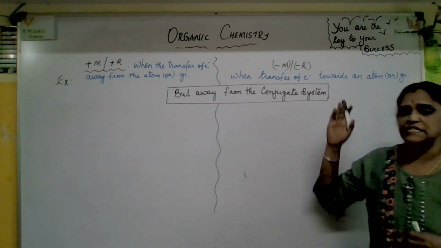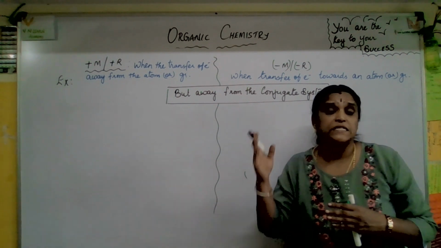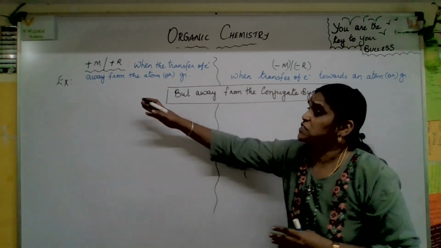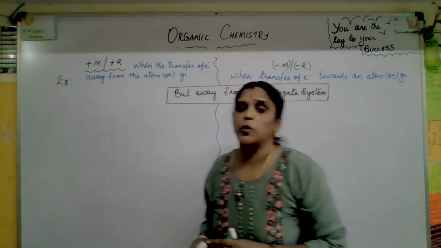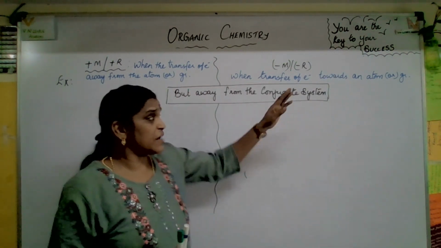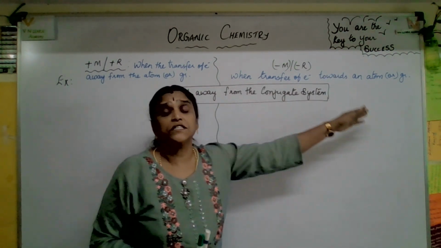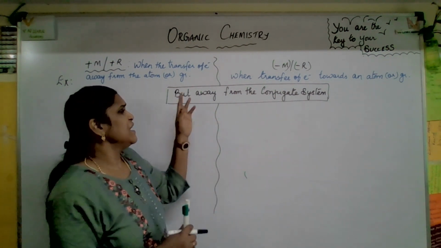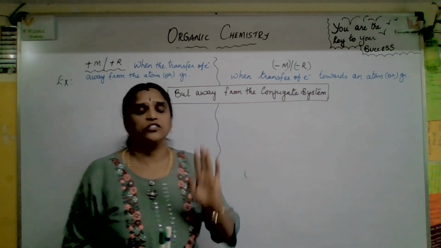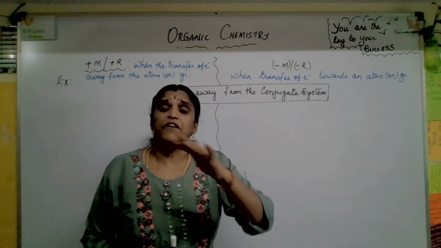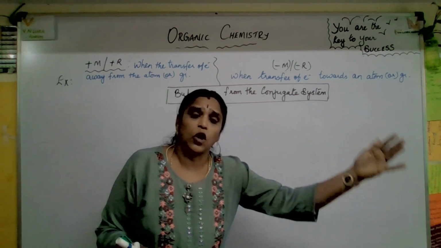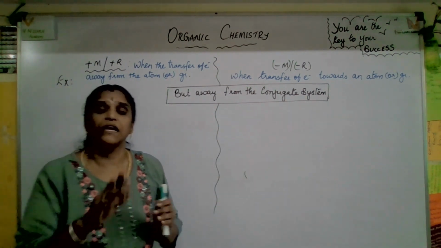Okay, plus M, plus R, that is mesomeric plus, mesomeric minus. When the transfer of electrons is away from the atom or group, that is plus M. When the transfer of electrons is towards the atom or group, that is minus M. Generally it has to be away from the conjugated system. Double bond shifted to lone pair or lone pair shifted to double bond, in that way.